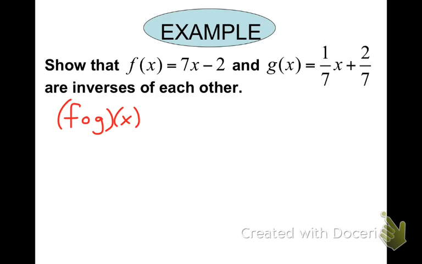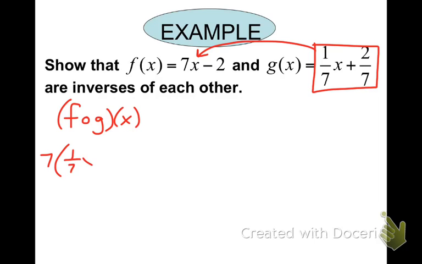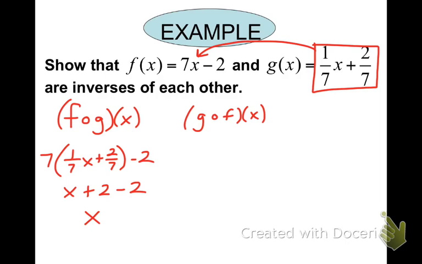So if I put the g function into my f function, what would that look like? 7 parentheses, and 1/7 x plus 2/7, minus 2. Simplify that. What happens when you distribute the 7 to both those terms inside the parentheses? It's going to be 1x plus 2 minus 2. Keep going. Simplifies to x. Good. Now let's do the opposite. Let's do g of f of x.